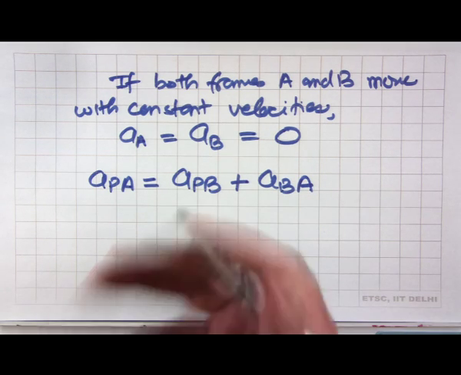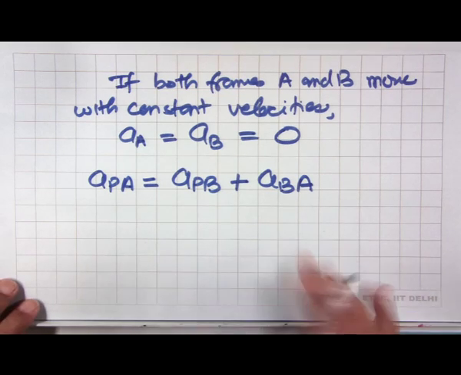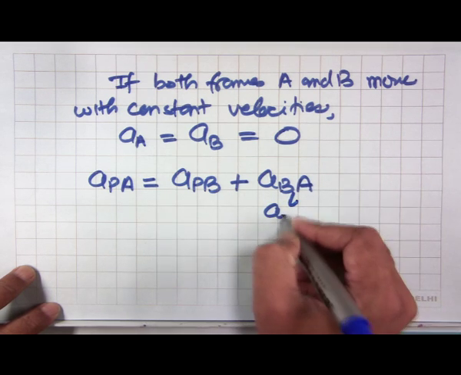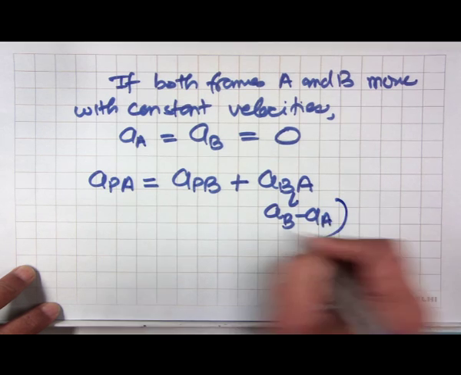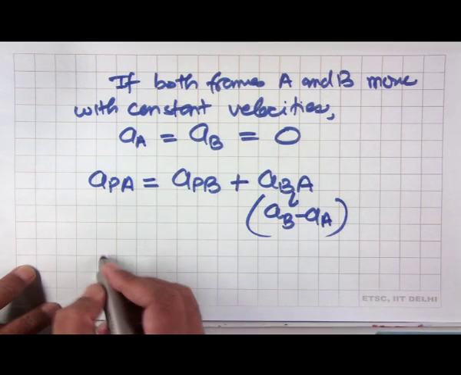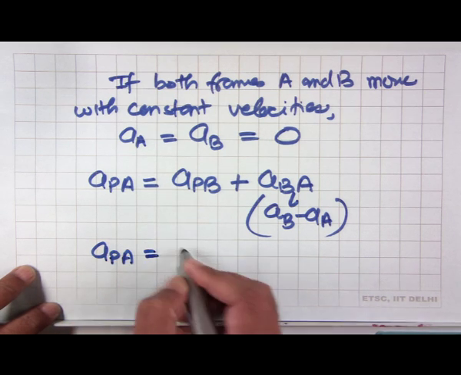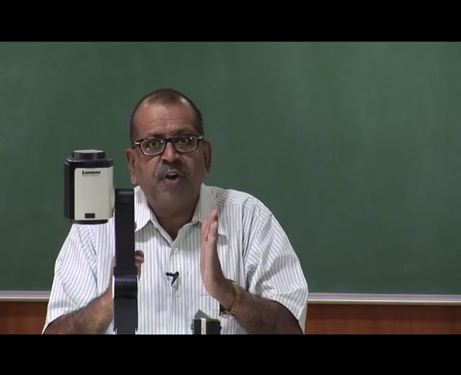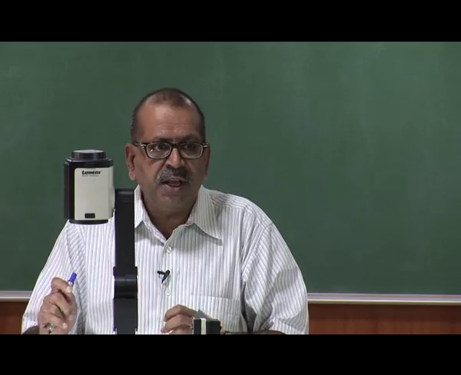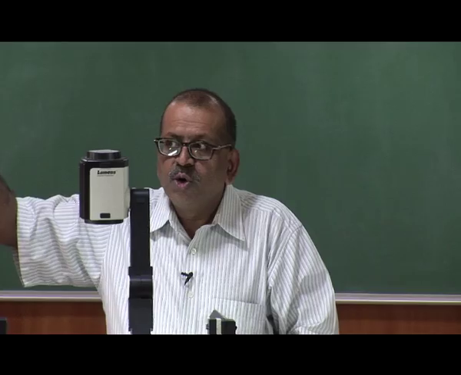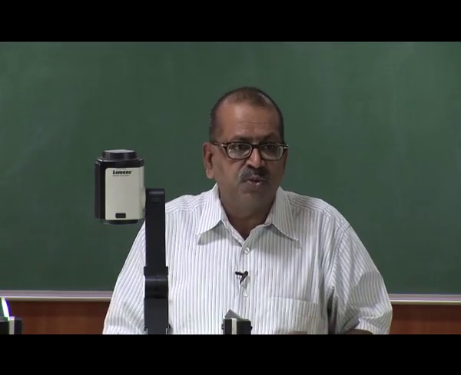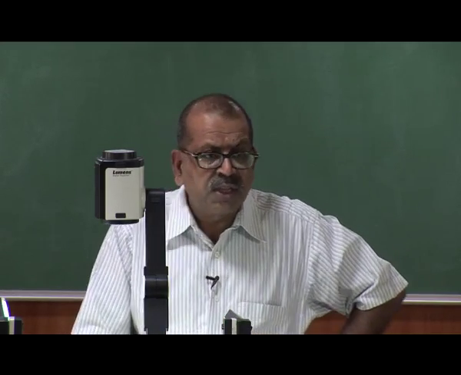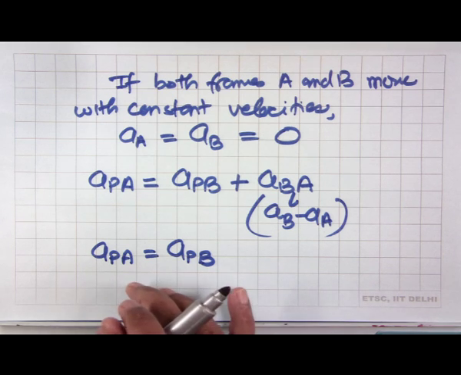This we get by differentiating the velocity expression, and because acceleration of B with respect to A will be equal to AB minus AA, and since both of them are 0, what we get is acceleration of P with respect to A is equal to acceleration of P with respect to B. That means if the two frames are moving with constant velocity and you look at the acceleration of a point P which is moving with respect to these frames, then you will measure the same acceleration by both these frames.